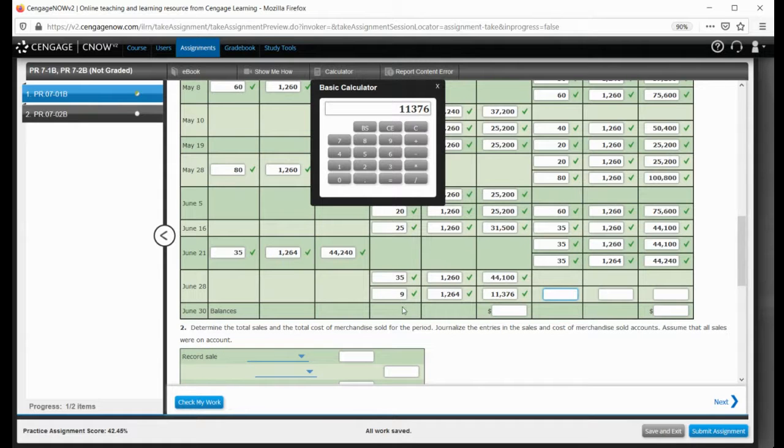All right, I sold 44 units. I sold this entire layer. I sold 9 of 35. 35 minus 9 is going to leave you with 26 units. That cost us $12.64. And 26 times $12.64 equals $32,864.